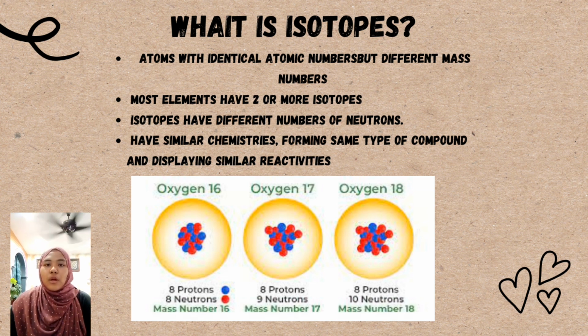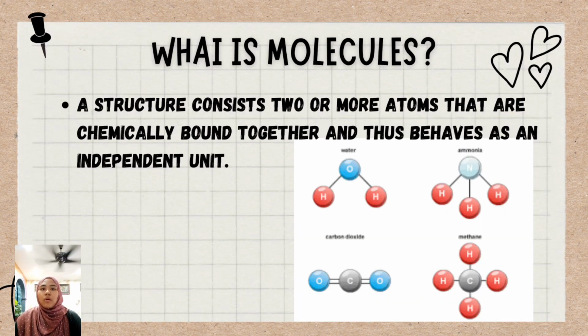These are examples of element isotopes. Each atom of oxygen has a different number of neutrons. For oxygen-16, it has 8 neutrons. For oxygen-17, it has 9 neutrons. And the last one, oxygen-18, has 10 neutrons.